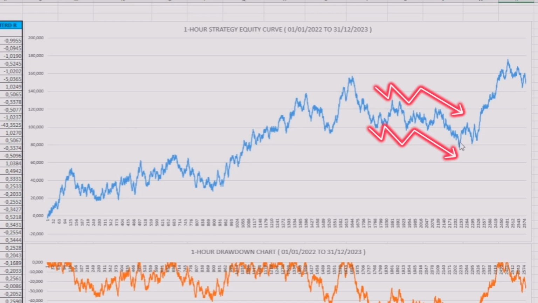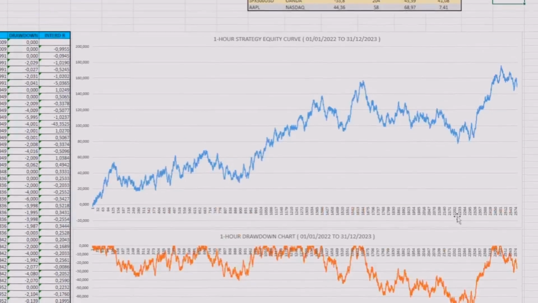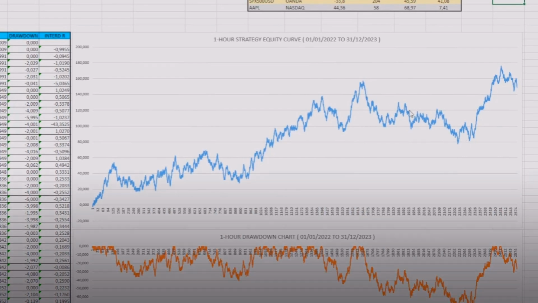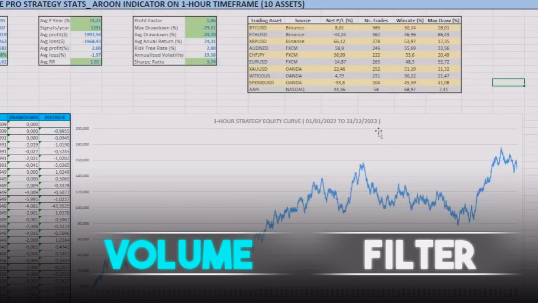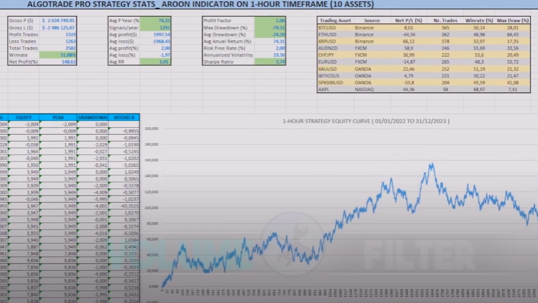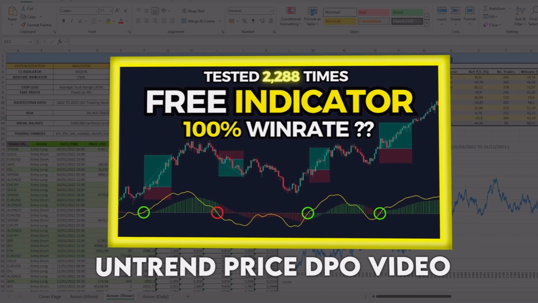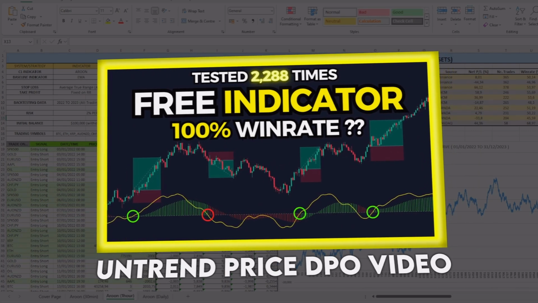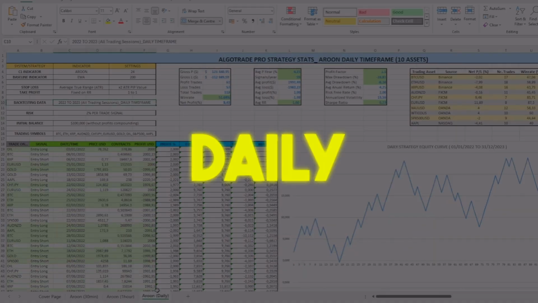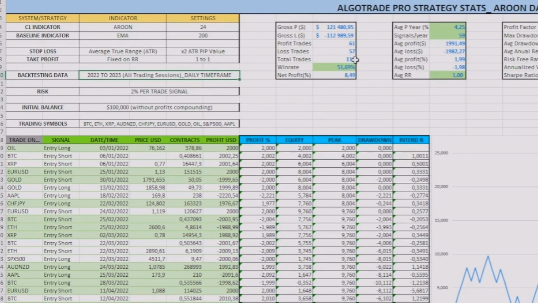drawdown period here. But, of course, this is something that can be easily corrected by adding a volume or a filter indicator to this system, as I showed you in the previous episode of this series regarding the price DPO filter indicator. And finally, on the daily time frame, after 118 trades, the indicator achieved a win rate close to 52% and a net profit of 8%.